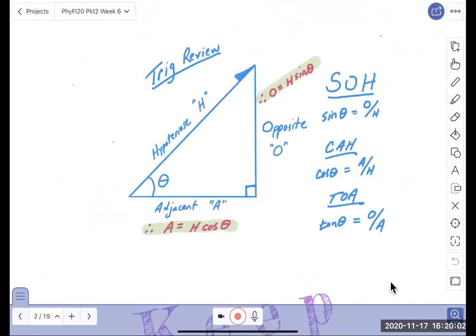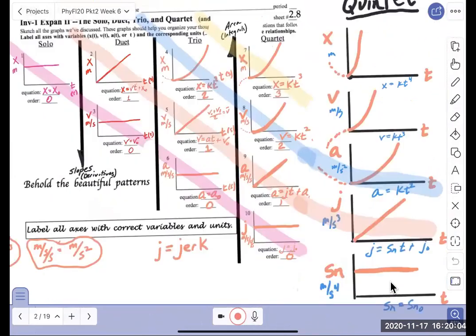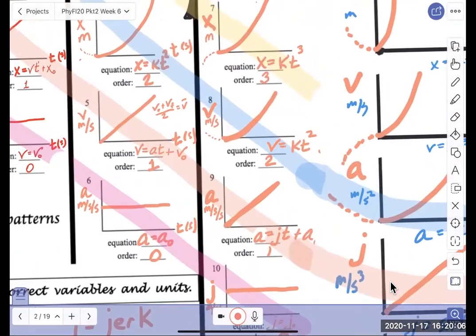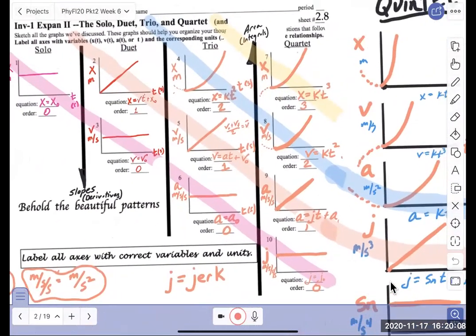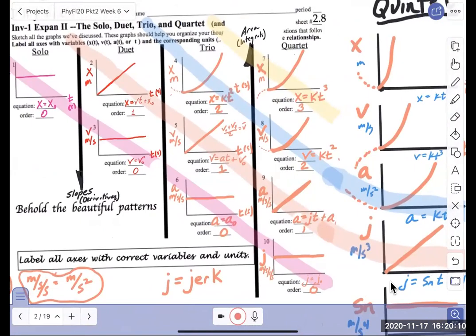You can do the same thing with the V. So X equals VT plus X naught. And therefore, because of that same pattern holds, V is equal to AT plus V naught. And then later we'll do the pink equations. And one of the pink equations is A equals JT plus A naught.